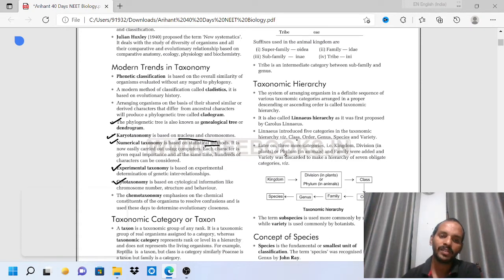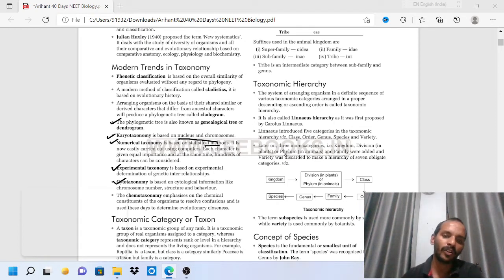Cytotaxonomy, cyto means cells. It is based on cytological information like chromosome number, structure, and behavior. Next is chemotaxonomy. Chemo means chemicals. Chemotaxonomy emphasizes the chemical constituents of organisms. So it is chemotaxonomy.